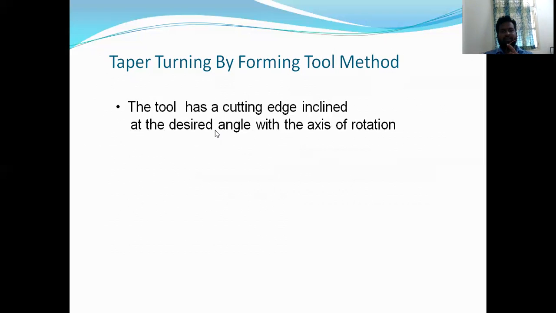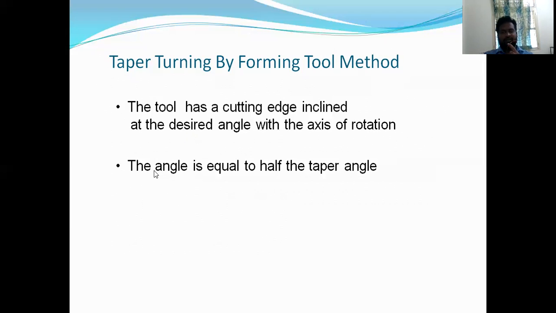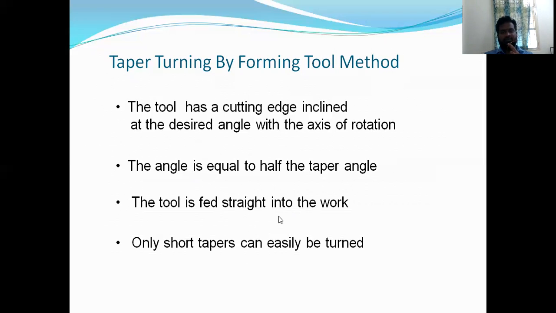What is the angle we need? That is the angle at which the cutting edge of the cutting tool is formed, with respect to the axis of rotation of the workpiece. With that desired-angle cutting edge, we are producing the taper shapes. How much angle? That angle should be equal to half the taper angle, and the tool is fed straight into the workpiece.